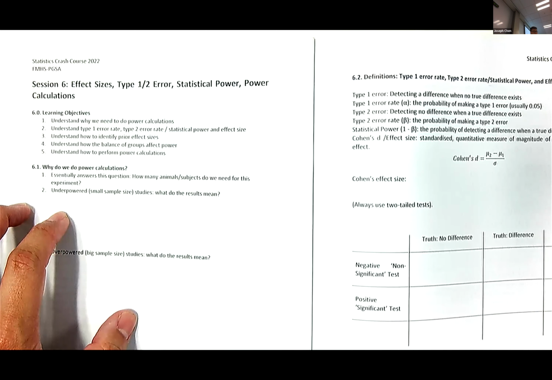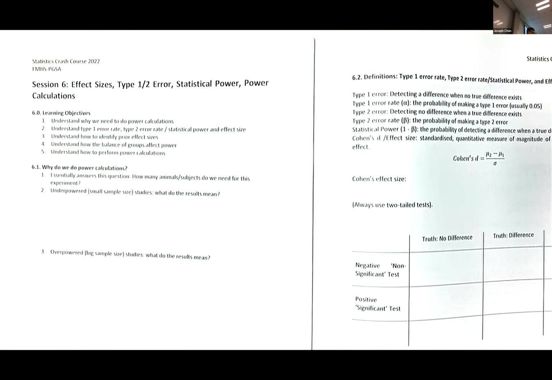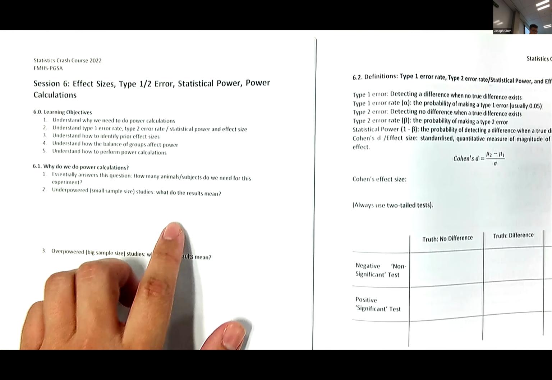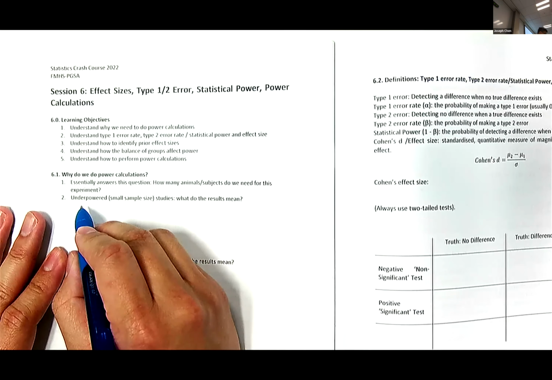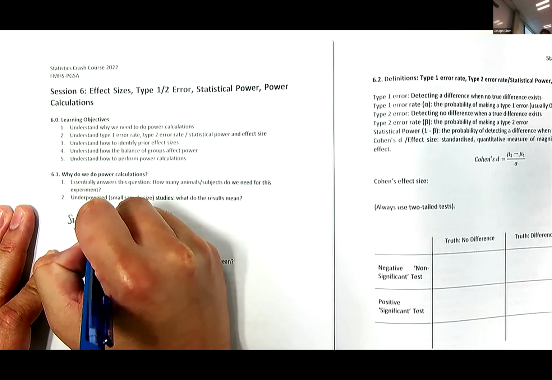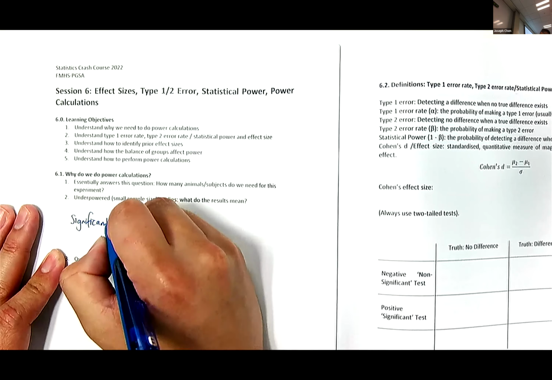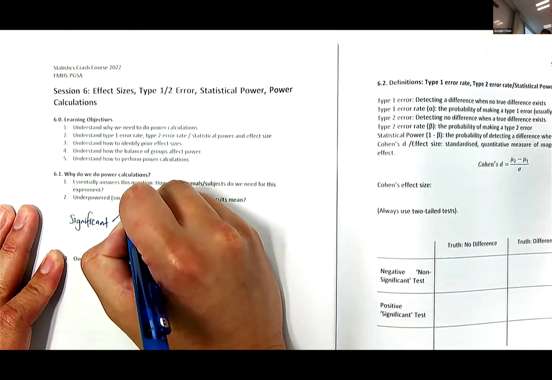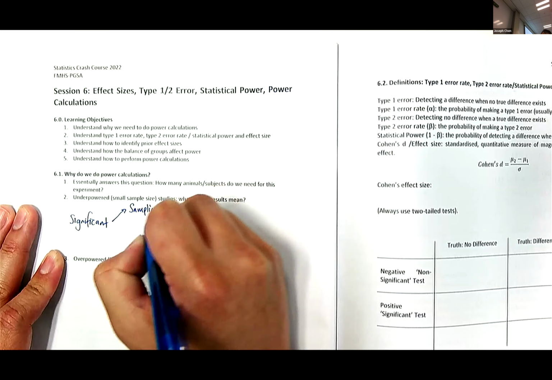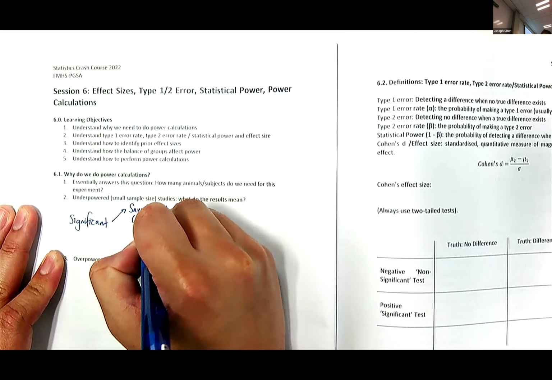Well, let's pose the question: what if we have an underpowered study? What does a small sample size mean? What do the results mean? Well, let's just say it's significant. If your results are significant, what could it mean? It could mean that you have a sampling error. What does that mean? I'll explain that in a second. So that's a type 1 error.